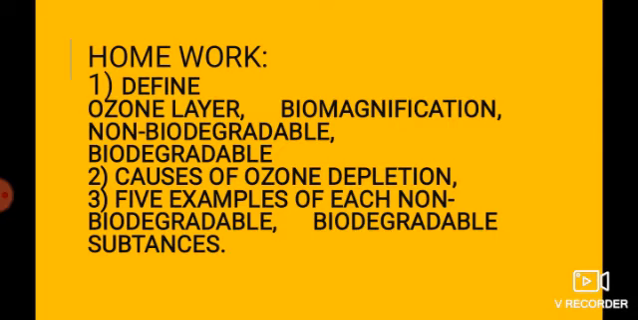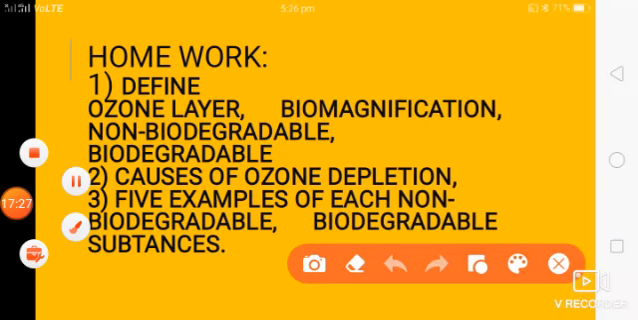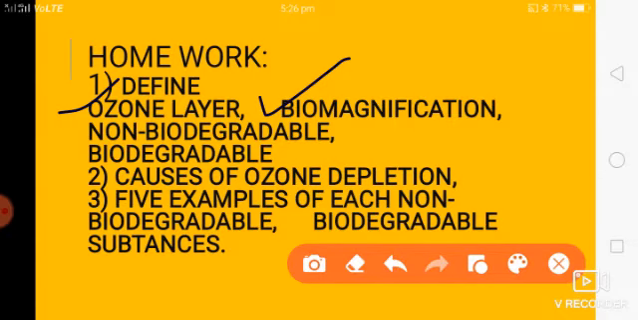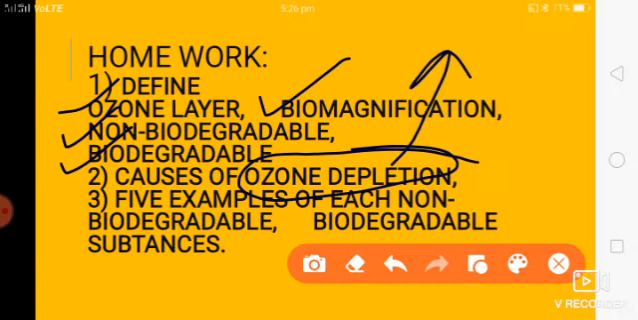So homework for today is you have to define ozone layer, you have to define biomagnification, non-biodegradable, biodegradable. You have to write the causes of ozone depletion. What are the reasons behind the depletion of the ozone layer? And you have to give 5 examples each of non-biodegradable substances and biodegradable substances, right?